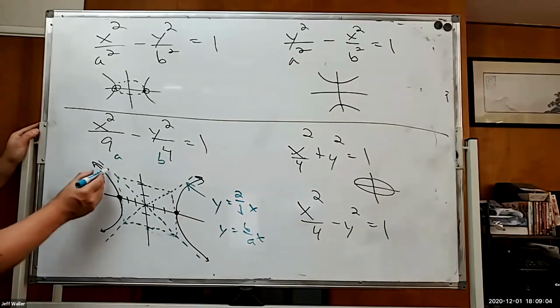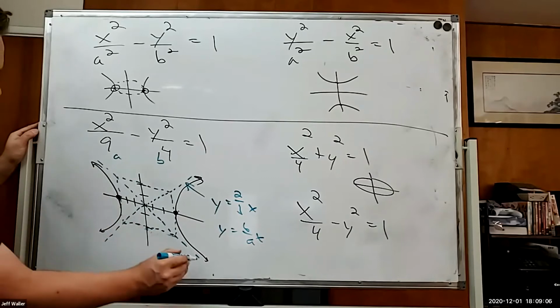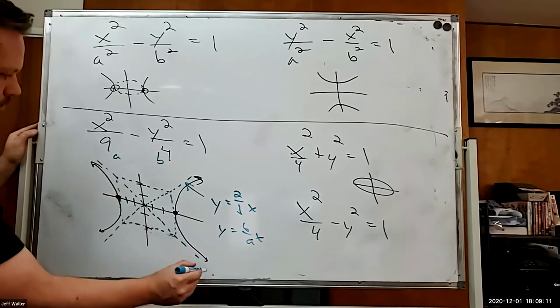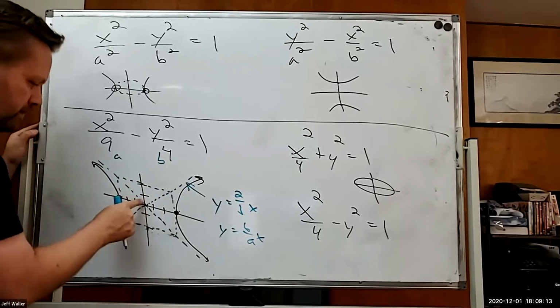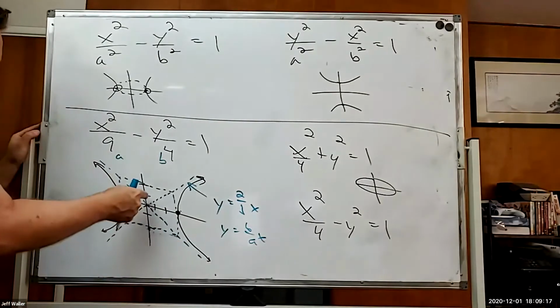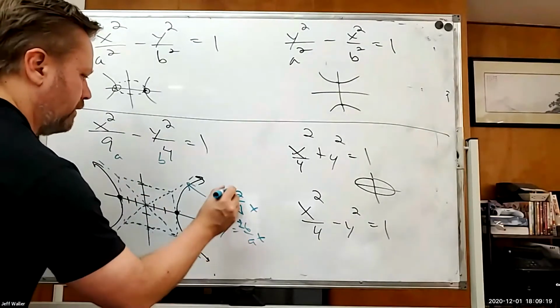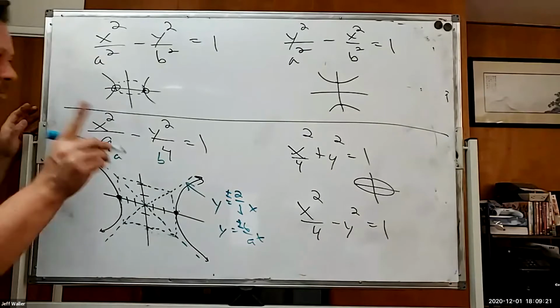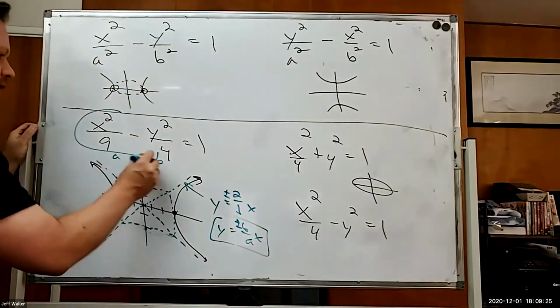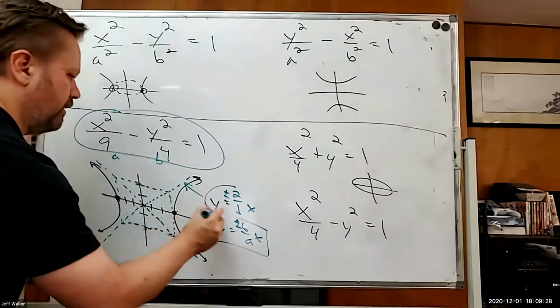And of course, what's this line? That's going to be -2/3. There you go. So it's plus or minus. I like it. So somehow the asymptotes of this thing are this.